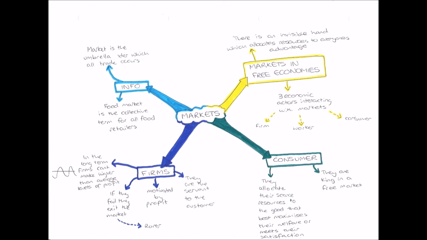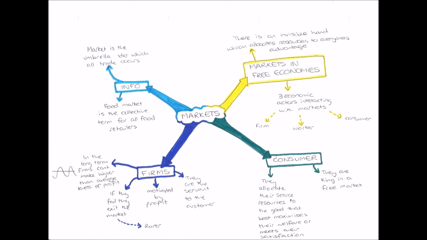Now, within a market in a free market economy, there are three economic actors who interact with the market. Because remember, in our free market economy, there's no government intervention. So out of our four economic actors, we have three of them working. We have the firm, or firms or businesses, we have the worker, and we have the consumer. We don't have the government because they don't get involved in free market economies. So, in our market, within our free market economy, we have firms and businesses, workers and consumers. We're just going to look at consumers and firms just now.